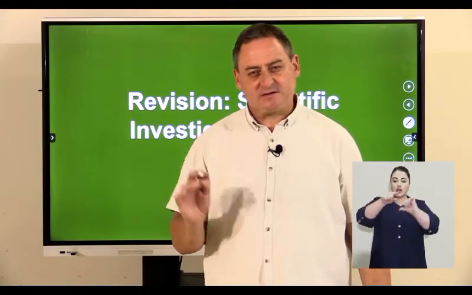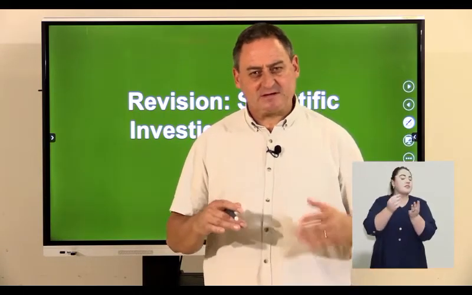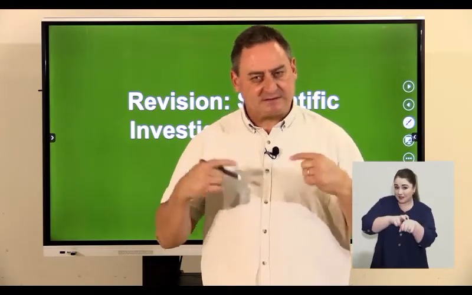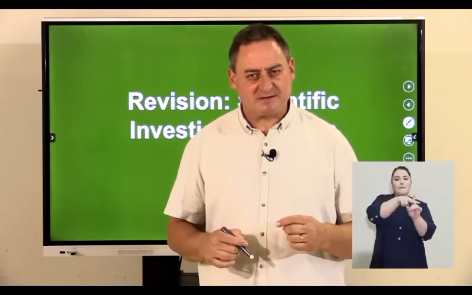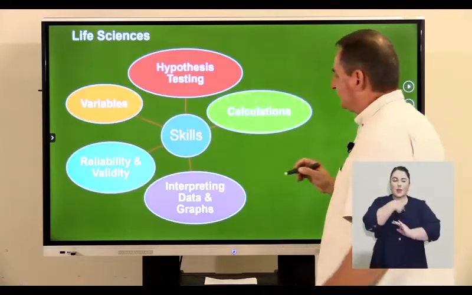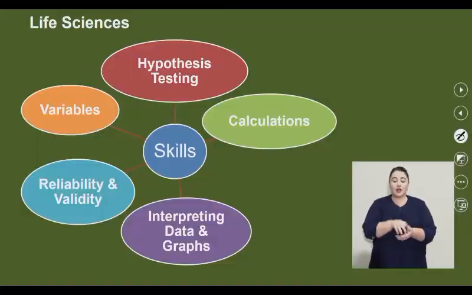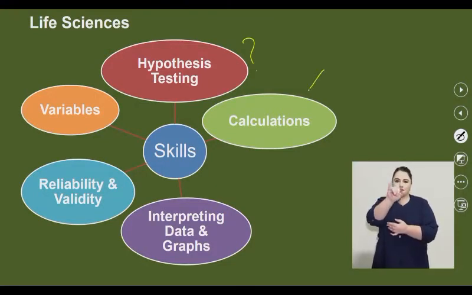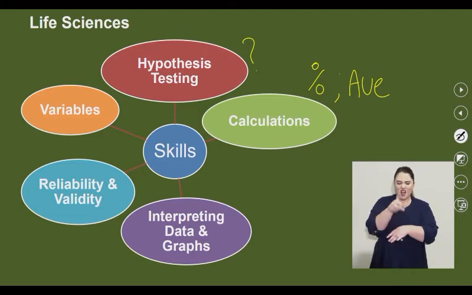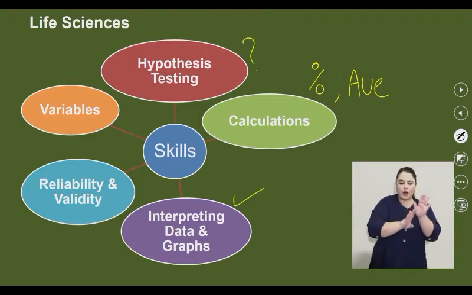Whatever science you're going to study after school, whether you're in grade 10, 11, or 12, you need skills. We're talking about scientific skills which are applied in all sciences. Come and have a look at which skills we are talking about. We're referring to what a hypothesis is. We'll be doing simple calculations such as percentage and average. How to interpret data and graphs is very important because all scientists do that.